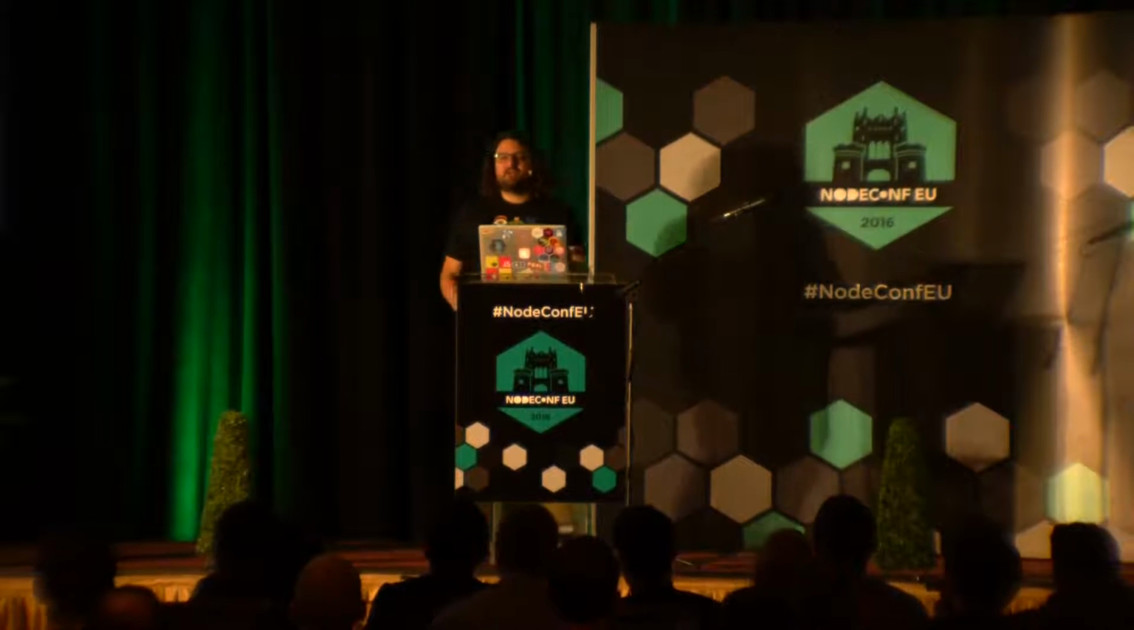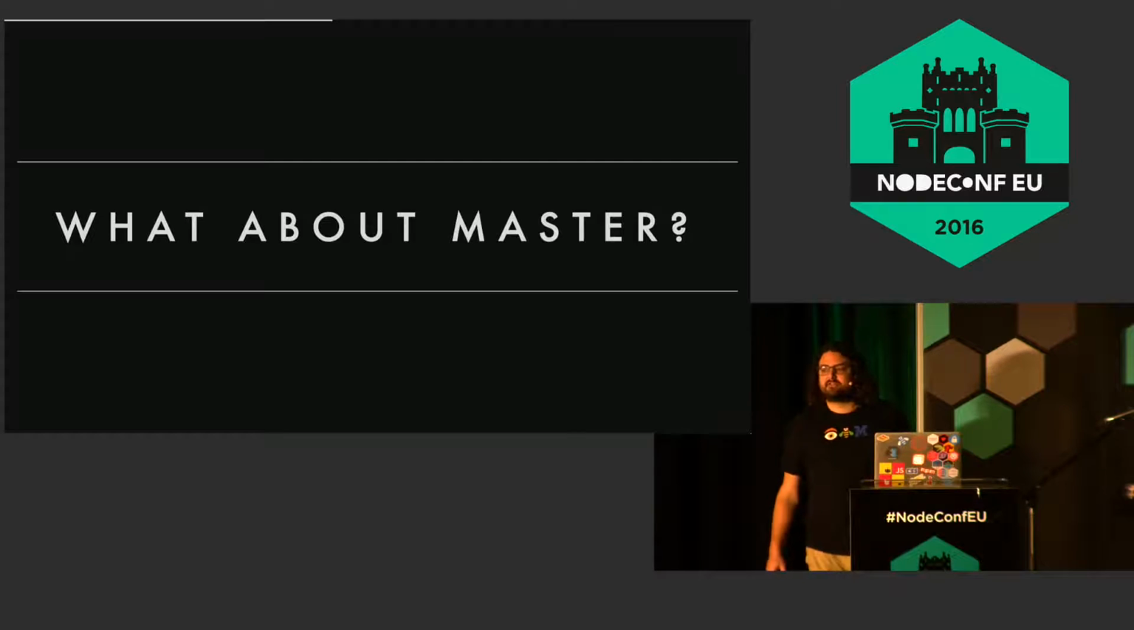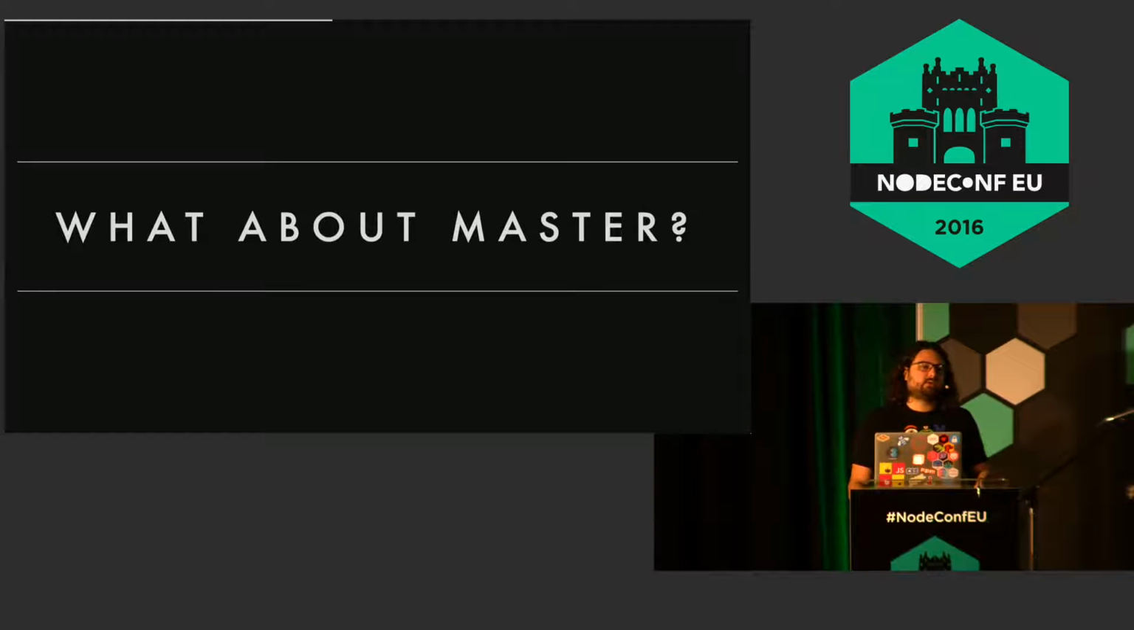So what about master? Basically, everything lands in master. We don't have a develop branch. We don't have a production branch. Every single pull request lands directly into master. As soon as they're ready, they go there.